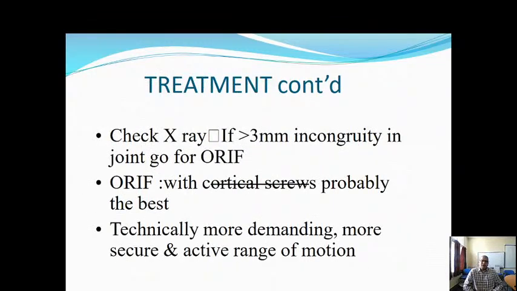After treatment, we check the X-ray. If on the X-ray there is more than 3 mm incongruity in the joint, we go for open reduction and internal fixation.